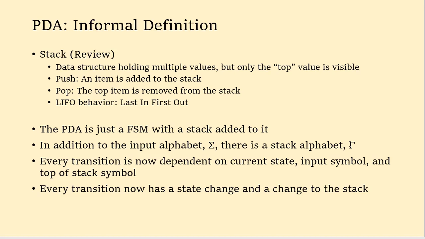Not only do we have this alphabet by which strings are constructed, sigma, we have the alphabet that you can use on the stack, gamma. The transition is going to change a little bit too. Before, we only worried about the current state and the current input symbol. Now we're going to look at current state, current input symbol, and what's on the top of the stack. So that becomes the input to our transition function, that triple.